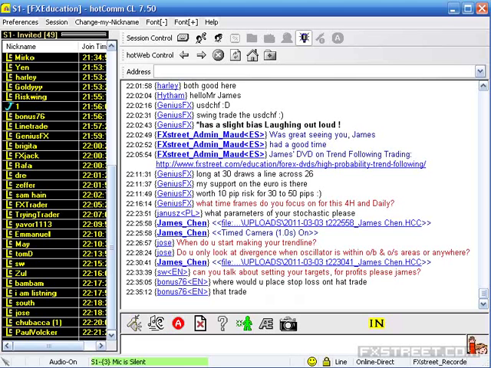Okay, what are the parameters of my stochastics? I tend to use stochastics a lot. I have 14, 3, 3 is what I use, and that may be the default on some charting packages, but others may have different defaults. But I use 14, 3, 3, and I have for many, many years.